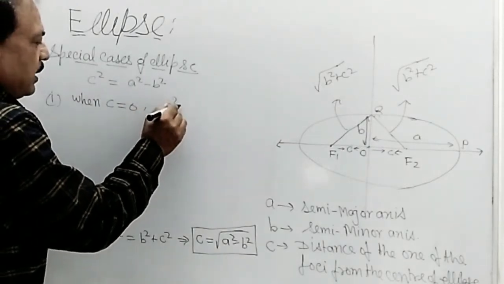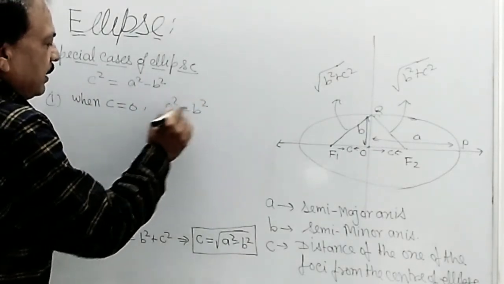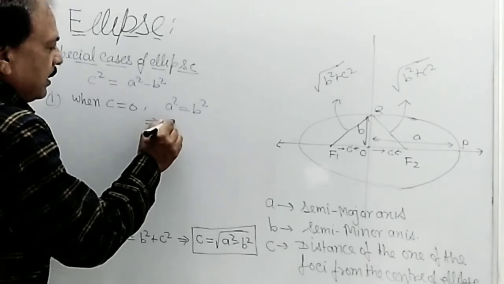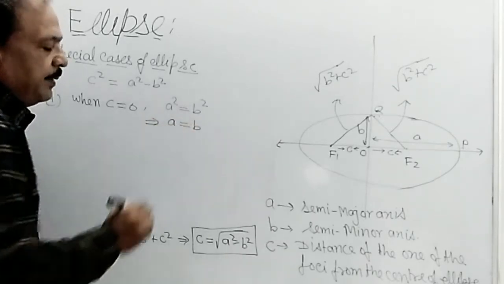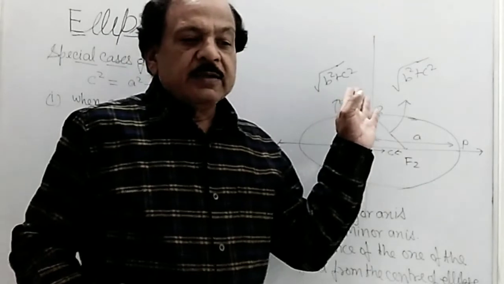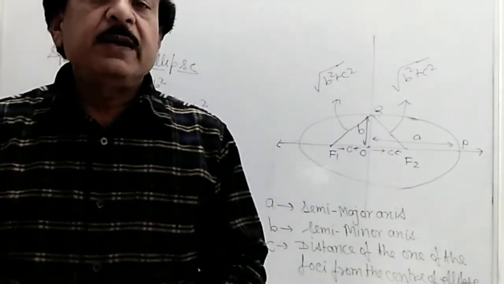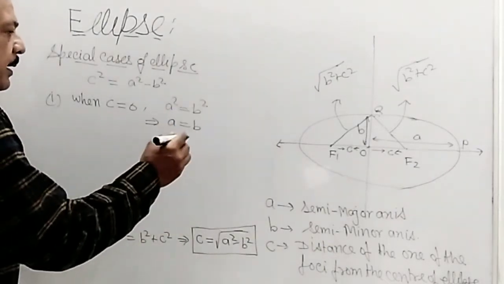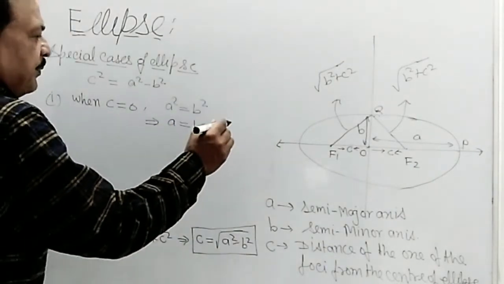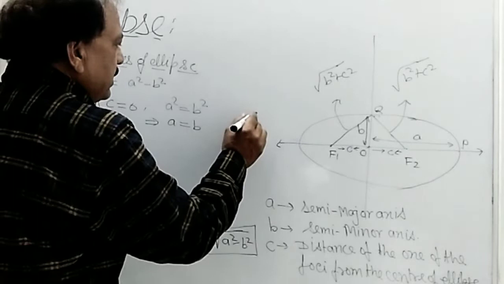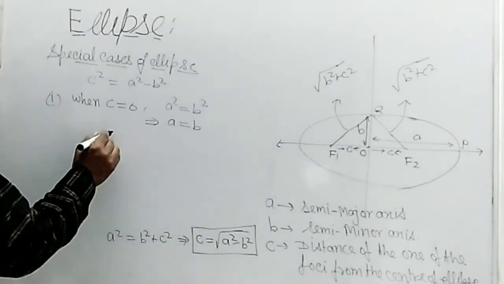Then a square equal to b square. This implies that what? a equal to b. It means that what? When a equal to b, the ellipse becomes a circle. So what will our ellipse become? Our ellipse will become like this.